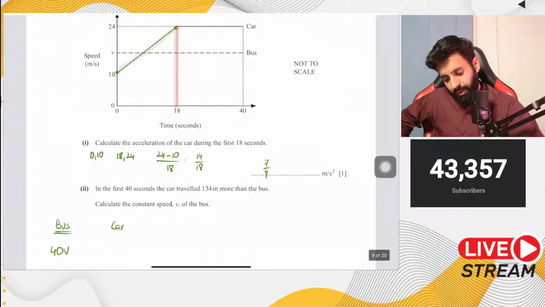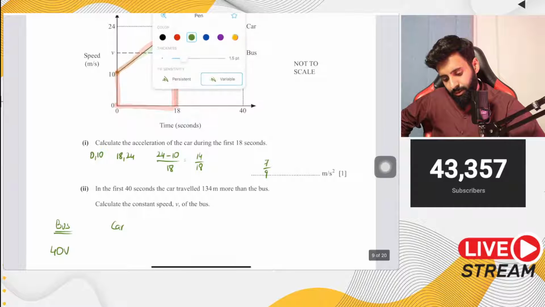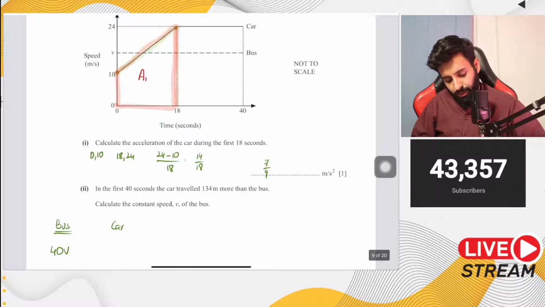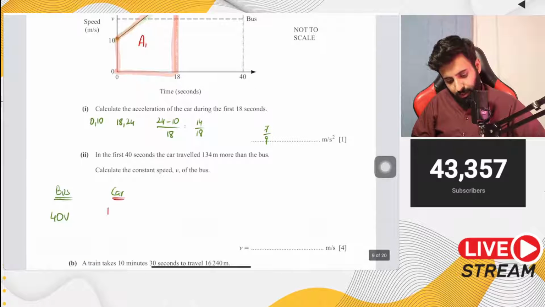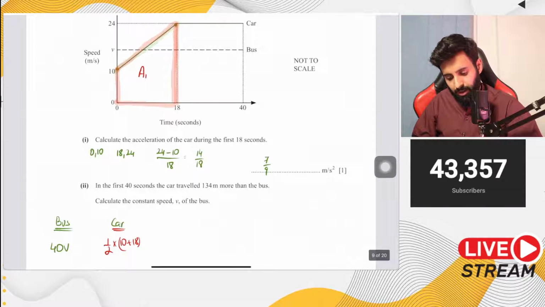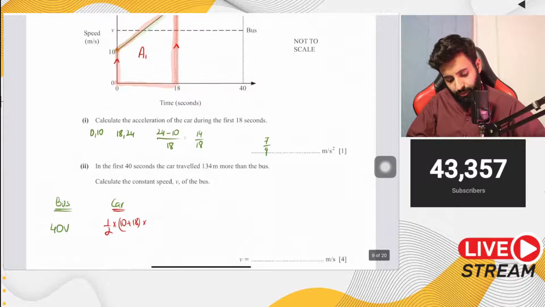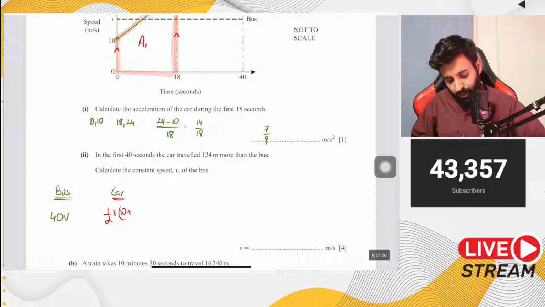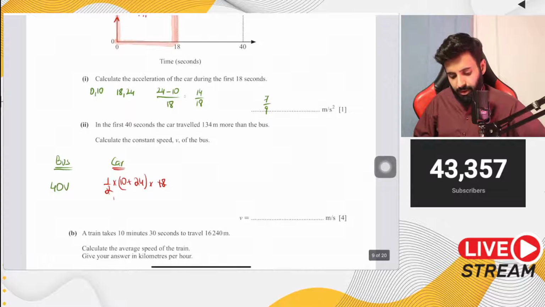First let's calculate the area of this trapezium. Let's call this A1. For A1, we'll do half into 10 plus 18, since these are the two parallel sides. No, wait a minute, 10 and 24. And what about the height? The height is 18. So 2 1s are, 2 9s are. 10 plus 24 is 34. 34 multiplied by 9 is equal to 306.